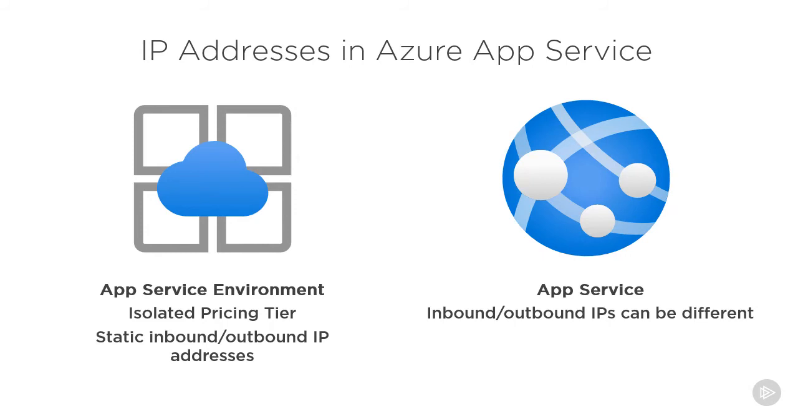When you create an Azure App Service plan, all the apps and deployment slots in the App Service plan share the same IP address by default.